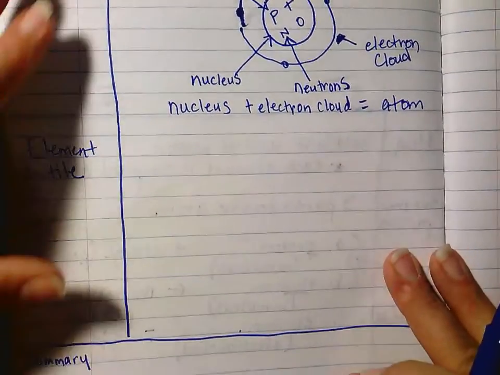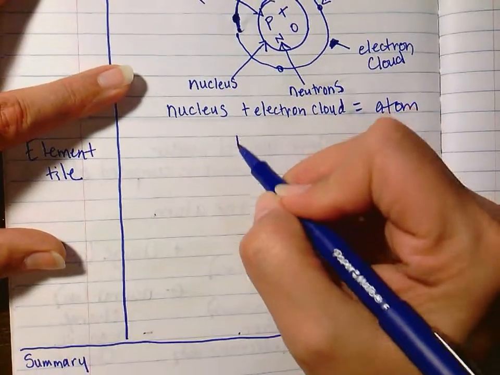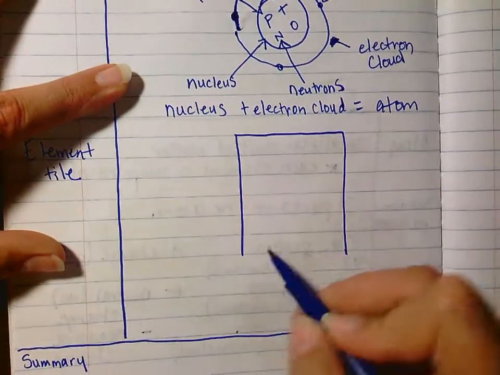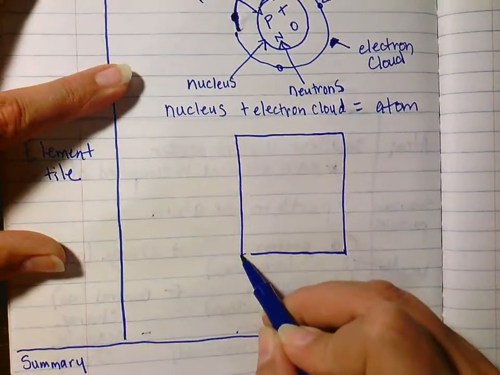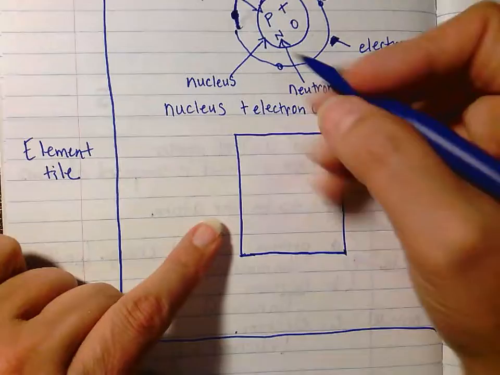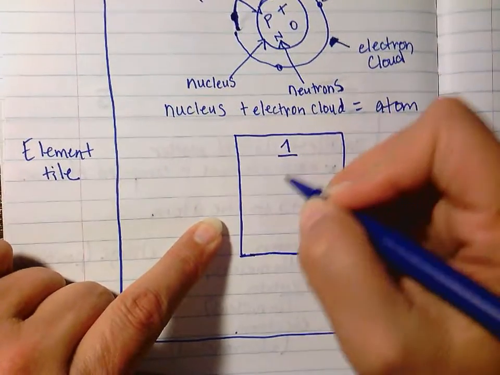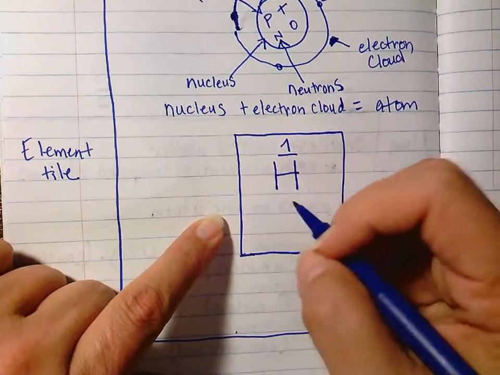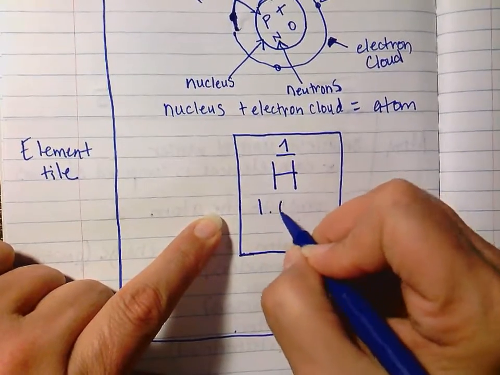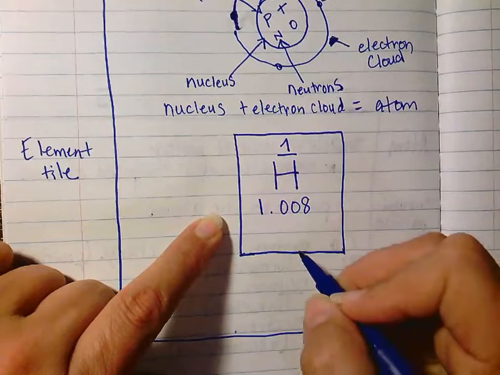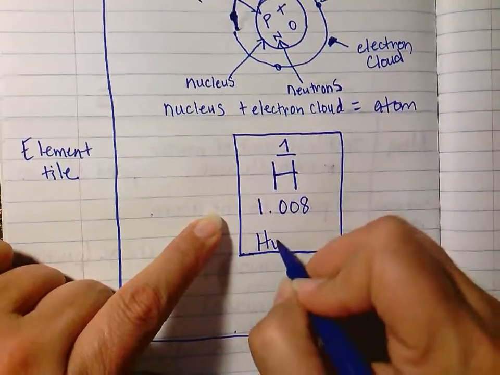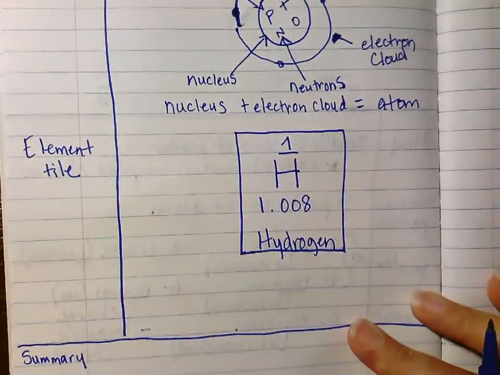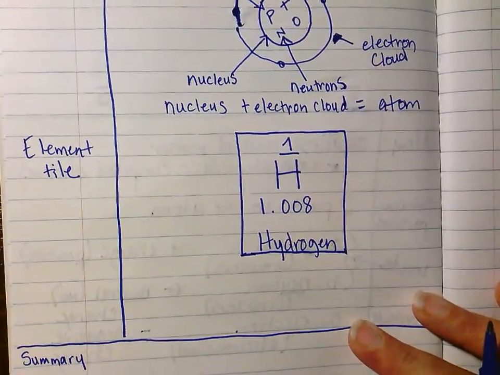Okay? And we're going to draw us a tile right here. Make it a pretty good size where we can read it and label it. And we're just going to use the first element on the periodic table. So we're going to put a number 1 here. Your first element has the symbol H. It has a number below, 1.008, and the name at the bottom, which is hydrogen. Hydrogen is number 1 on your periodic table.